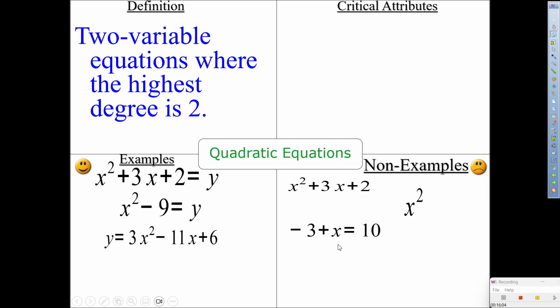All right. Why is that one not? So let's see. Who haven't we called on in a while? Go with Yaretsi. Why is this one not a quadratic equation? The highest degree is 1. Ooh. So second degree is quadratic. First degree is known as linear equation.